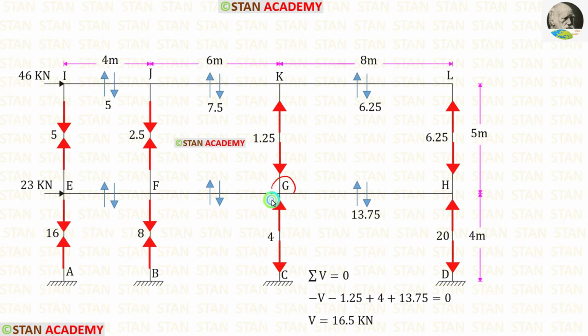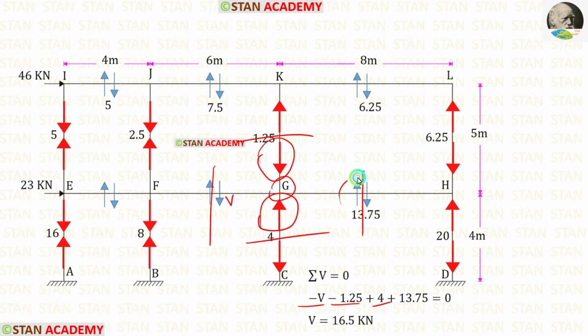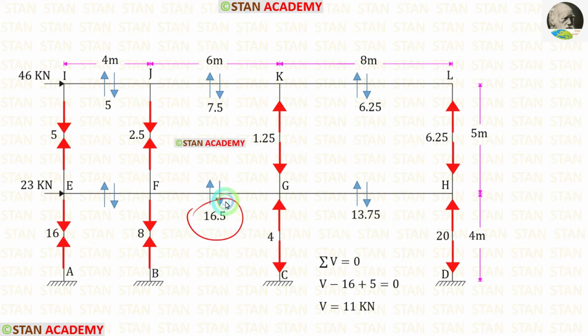Let us take the joint G. The shear force is acting downwards, so that will be negative. This force is also acting downwards, so it is also negative. This force is acting upwards, so that will be positive. And this force is also acting upwards, so that is also positive. Finally, for V, we are getting 16.5. Let us enter that. Now, let us find the shear force in the member EF.